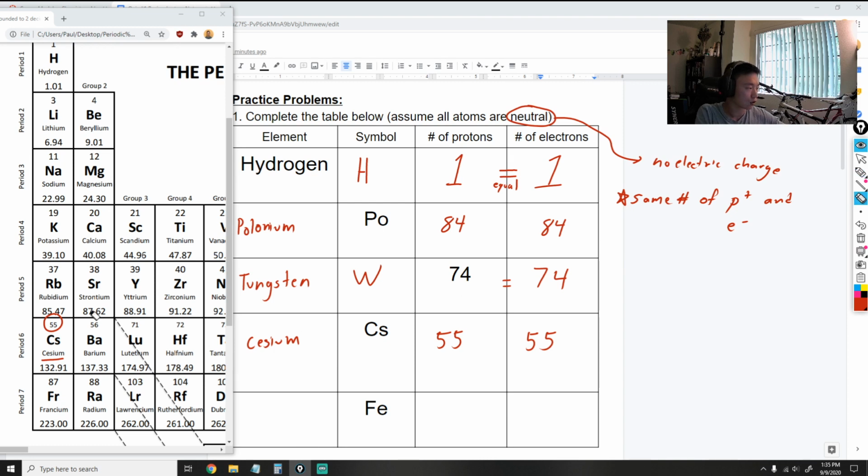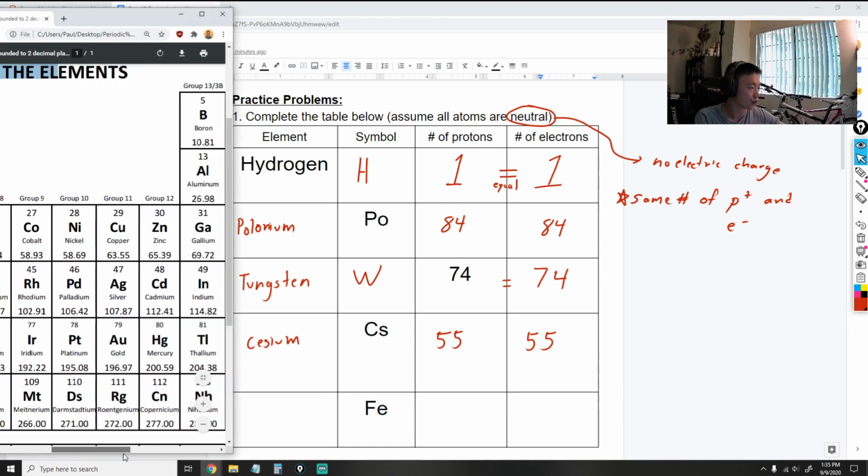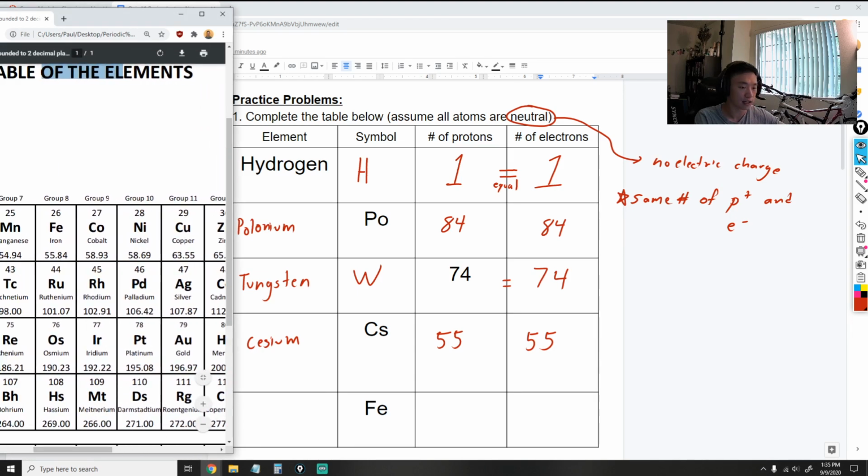All right, and for our last row, we have the element with the symbol Fe. If we go to the middle, we'll find Fe, and you'll see that Fe is iron.